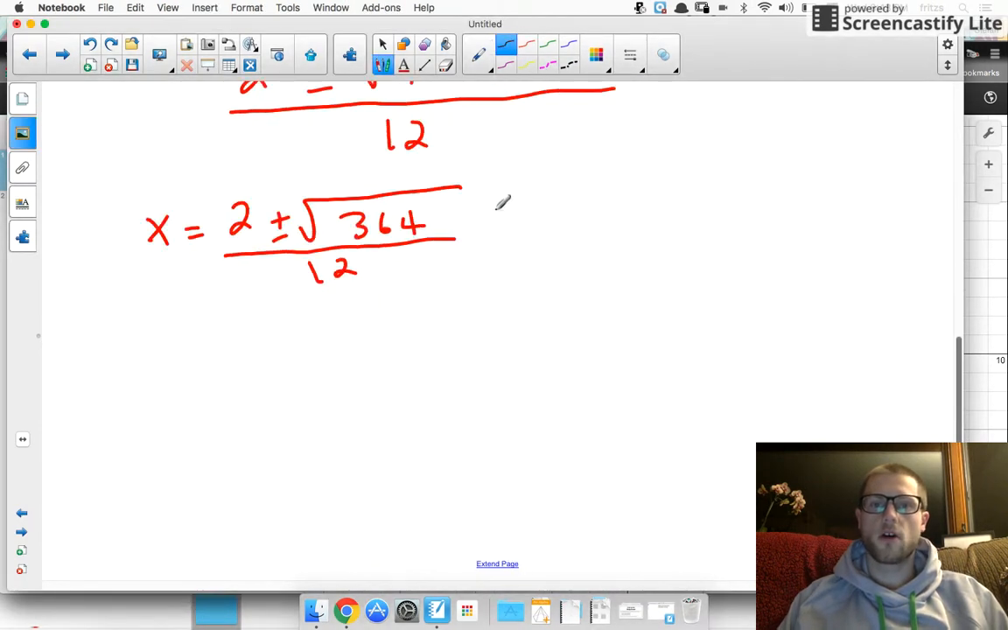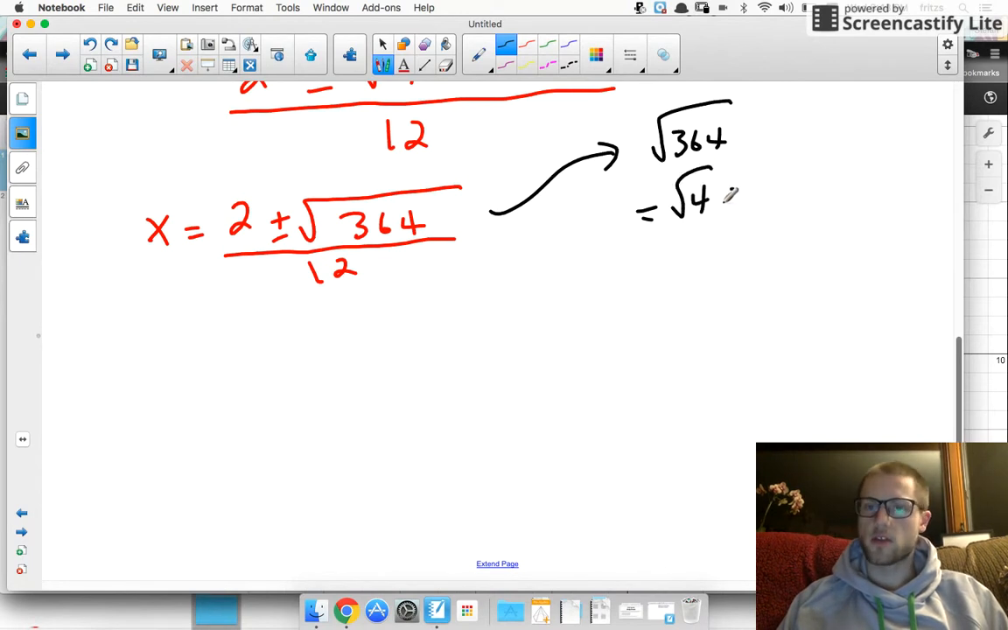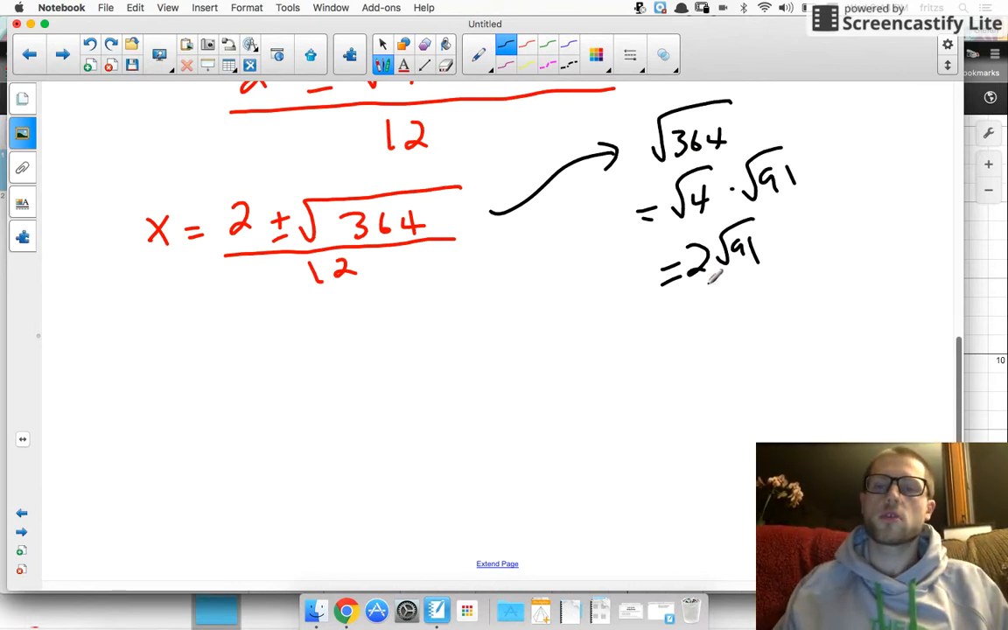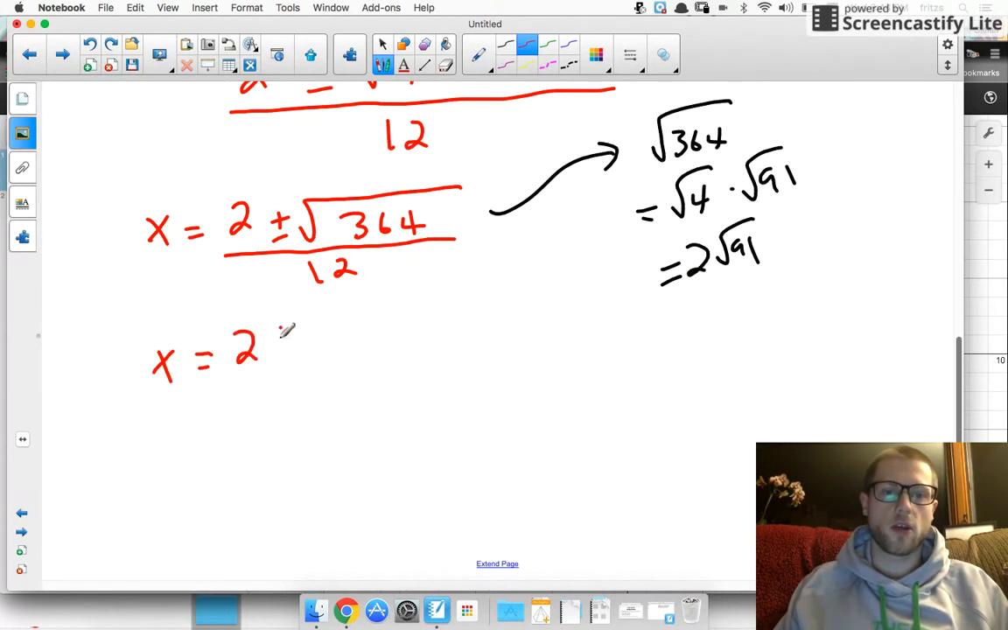So let's do that. Off to the side here, I want to split up the square root of 364 into a perfect square factor. And I see that's going to divide into root 4 times root 91. I chose that because I know that this is a perfect square, so this is going to be 2 root 91. If you're having any trouble simplifying these, check out one of my videos on simplifying square roots. That should help you with this. But for here, I'm going to be fine with simplifying this down to 2 times the square root of 91. So let's put that into my quadratic formula. So this is 2 plus or minus 2 root 91 all over 12.